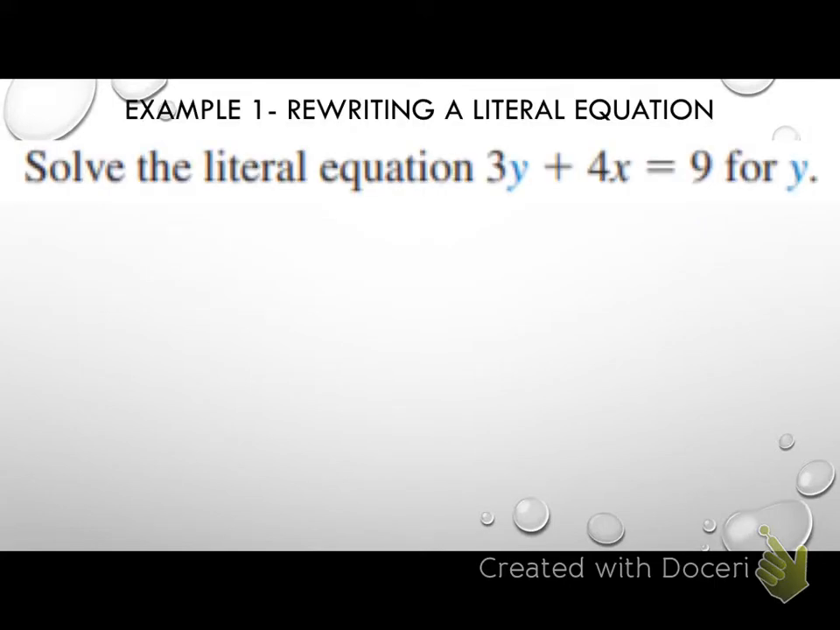Solve the literal equation 3y plus 4x equals 9 for y. So like I said, it gives me an equation. It wants me to solve it for y in this case. So my goal is to isolate y by itself on one side of the equation. Now remember, before I can get the variable by itself, I need to get the term containing the variable by itself. So which term is containing the variable we're trying to solve for?